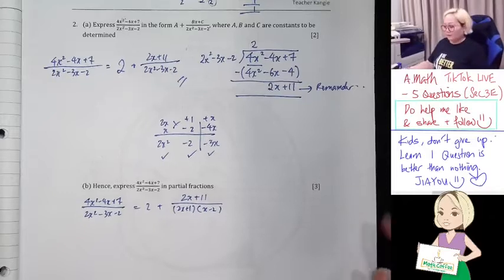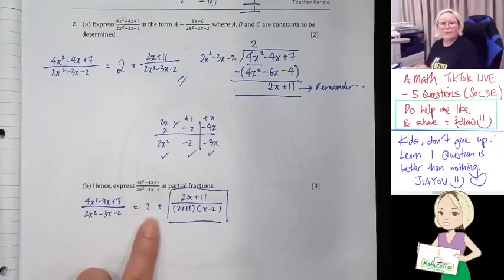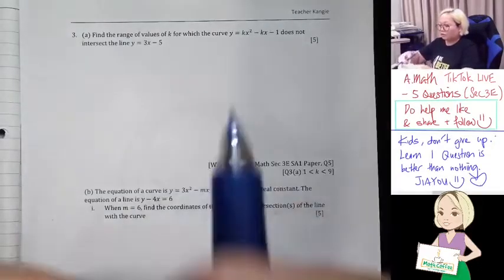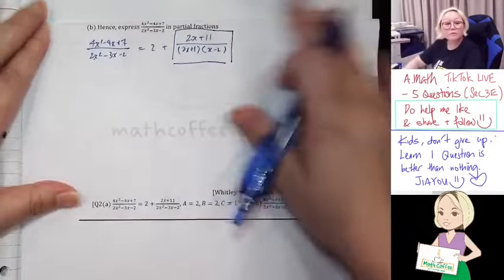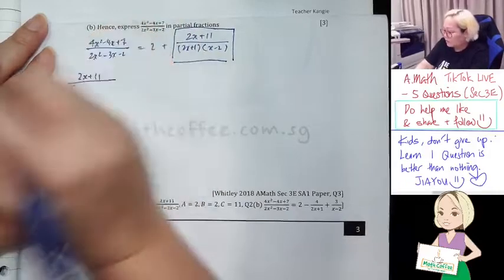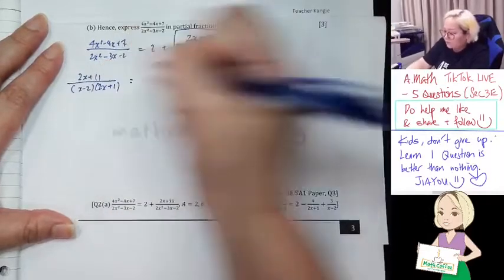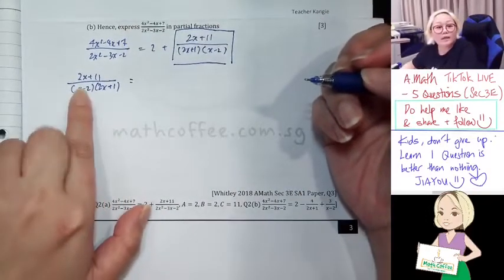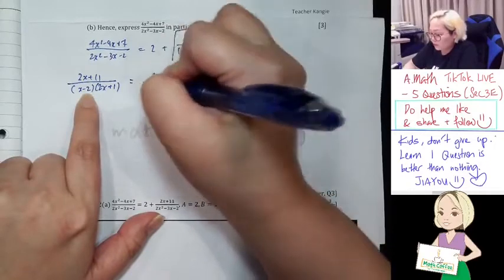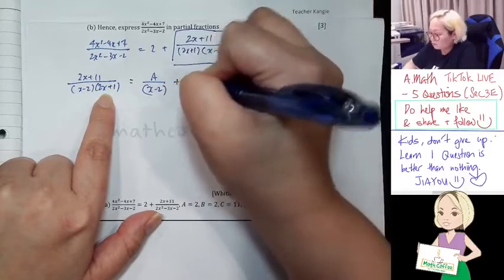Okay, then what you need to do is break this up into partial fraction. So you temporarily ignore the 2 first. Let's focus on doing our partial fraction. So now you write it here. It will be 2x plus 11 over x minus 2 and 2x plus 1 equals to, okay, let's take a look at the denominator. This x minus 2 is the so-called case 1, so it gives birth to A over x minus 2. 2x plus 1 is also linear, so it gives birth to B over 2x plus 1.